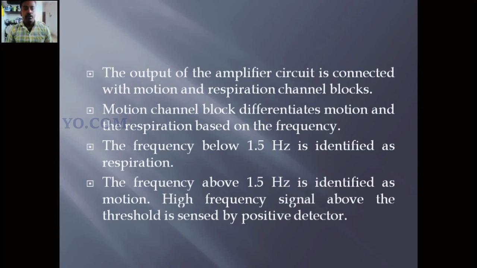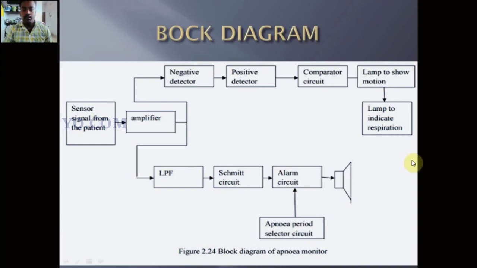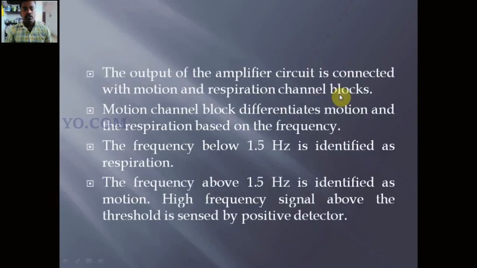The output of the amplifier circuit is connected with the motion and respiration channel blocks. The motion channel block is the top block, and it observes the motion. The motion channel block differentiates motion and respiration based on the frequency. A frequency below 1.5 Hz is identified as respiration. A frequency above 1.5 Hz is identified as motion.